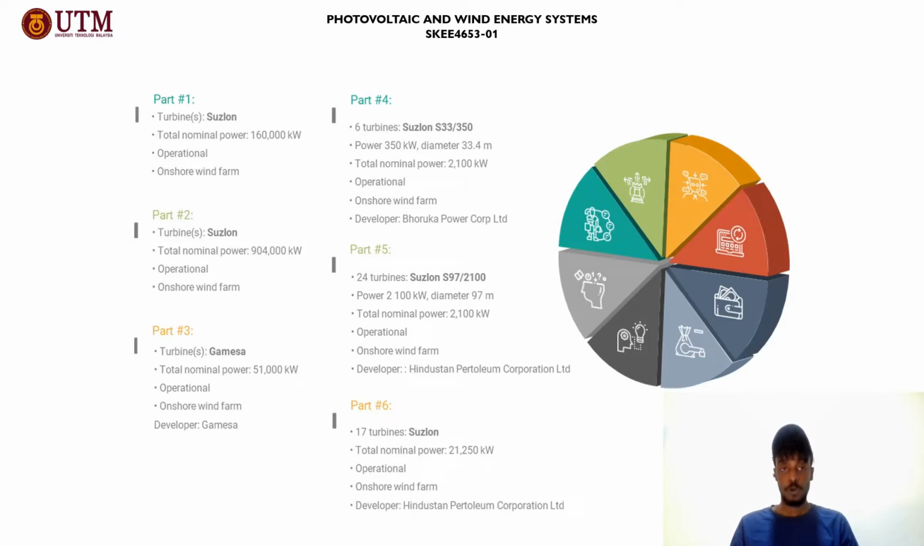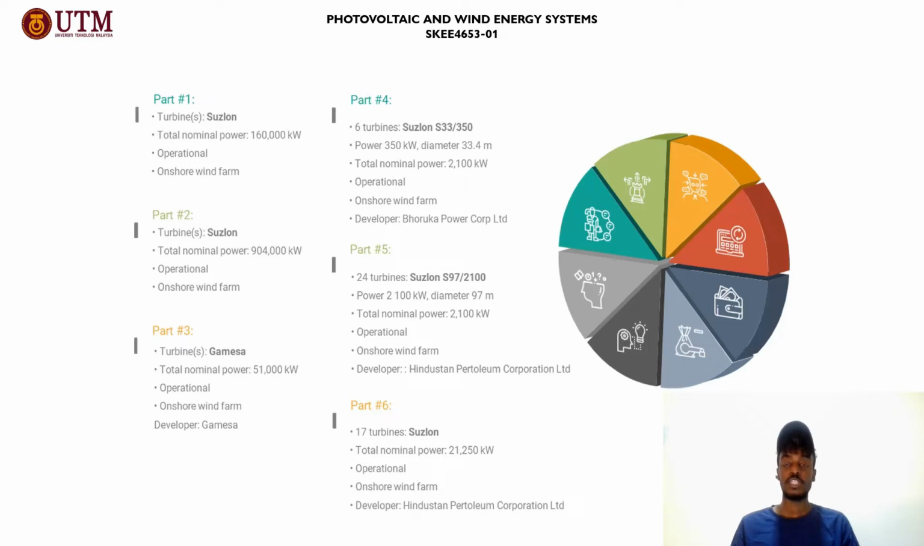So for part one, we have a turbine made by Suzlon. The total nominal power of this turbine is around 160 kilowatts, and it's an operational onshore wind farm. For part two, we also have turbines made by Suzlon, with a total nominal power of around 904 kilowatts, also operational and onshore. Meanwhile, for part three, we have turbines made by a company called Gamesa, with a total nominal power of 51 kilowatts, operational and also onshore.